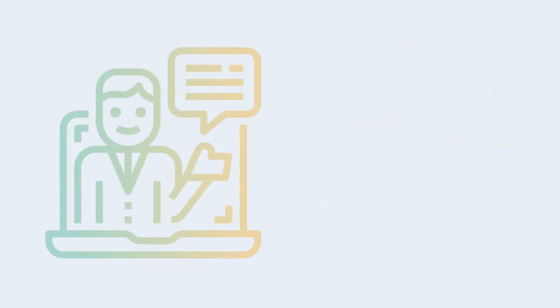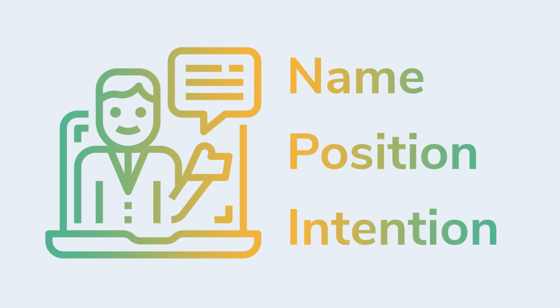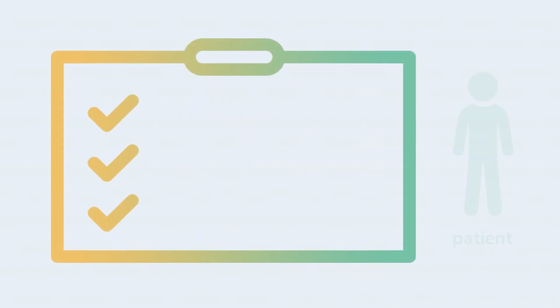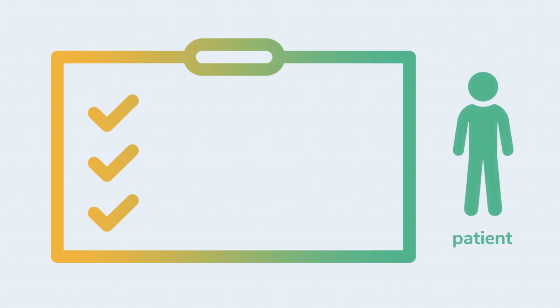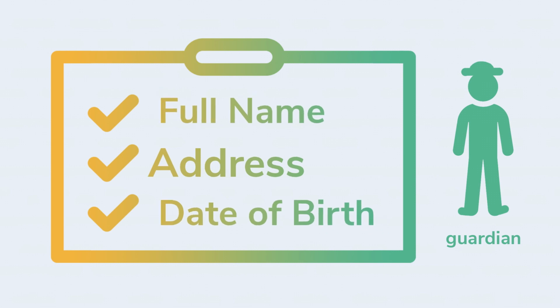Introduction. Introduce your name, position, and intention. To verify the identity of your patients, ask for your patient's name, their registered address, or date of birth. If the person is their guardian, ask for their name and address or date of birth and match them with the informed consent form. Repeat this process if you are speaking with the caretaker.